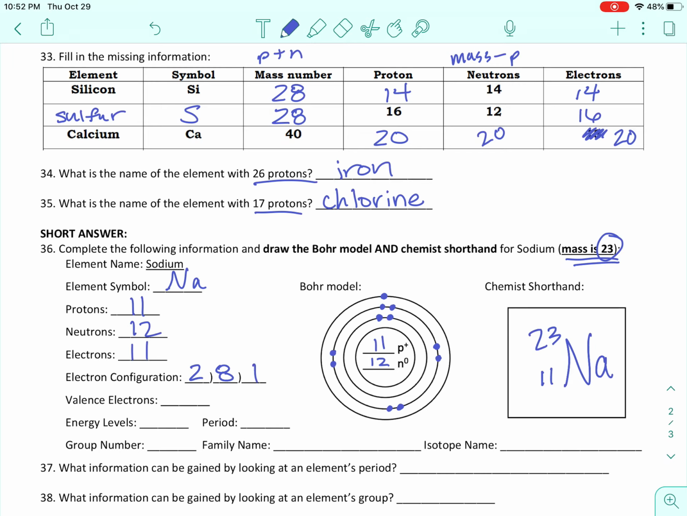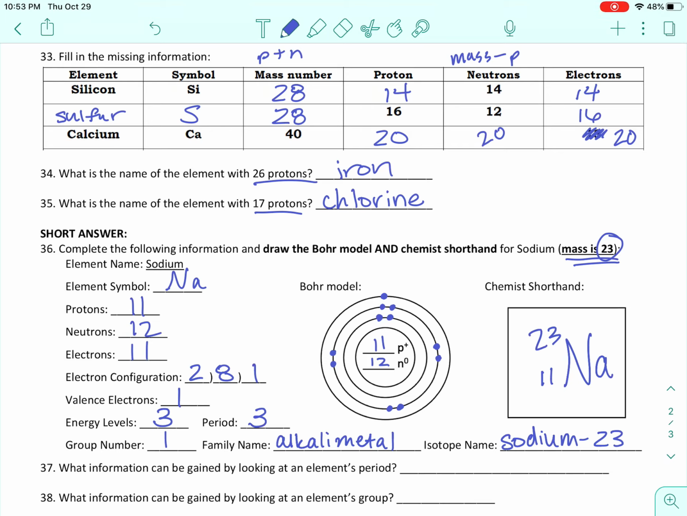Valence electrons, that's the electrons in the outer energy level right here. So it's only got 1 valence electron. We used 3 energy levels, so that means it's in period 3. It has 1 valence electron, so it's in group 1. If you look that up on your periodic table, it is an alkali metal. Group 1 is alkali metals, and the isotope name is sodium 23. Remember, the isotope name is the element name and then the mass number.